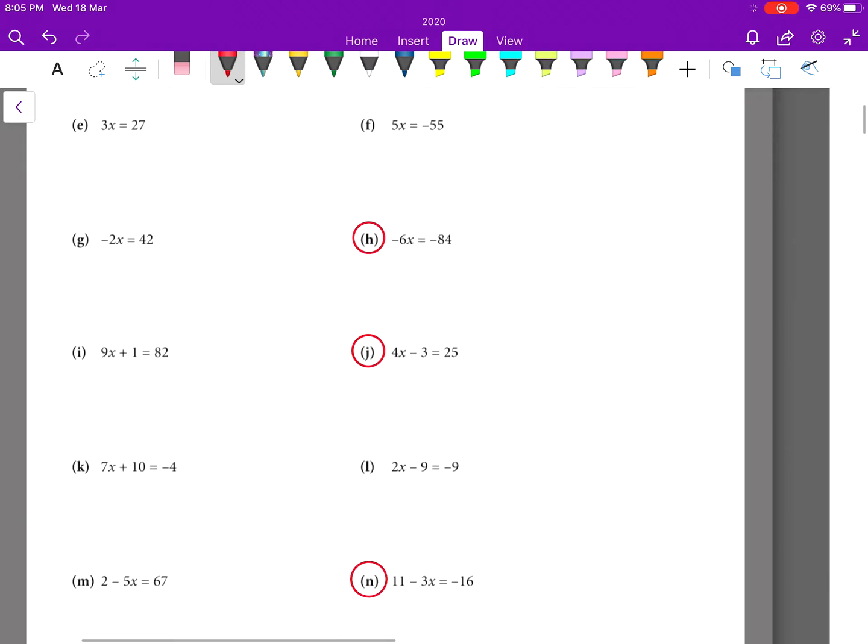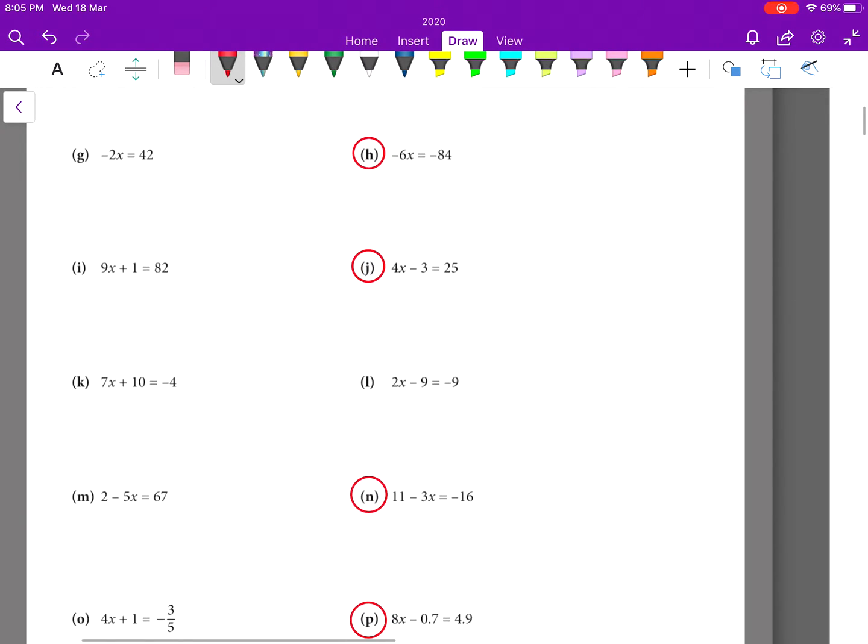Okay, so for the third question, H, we have negative 6x equals negative 84. What we can do, slowly, for example, is multiply negative 1 on both sides, and we will get 6x equals 84. Positive 84, because when we multiply by negative 1, the negative sign will be gone.